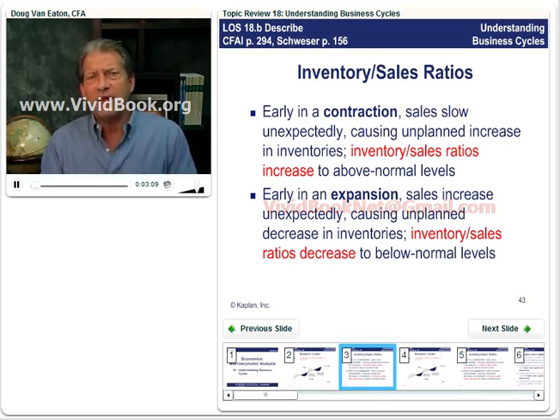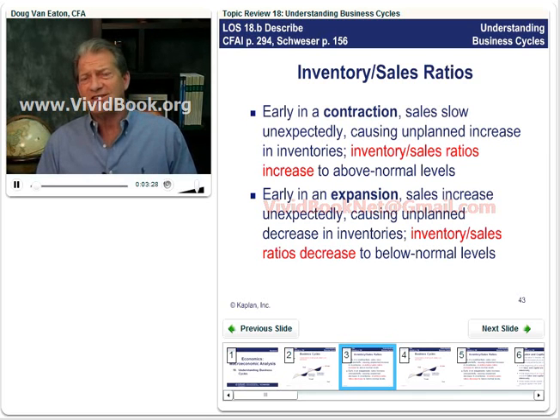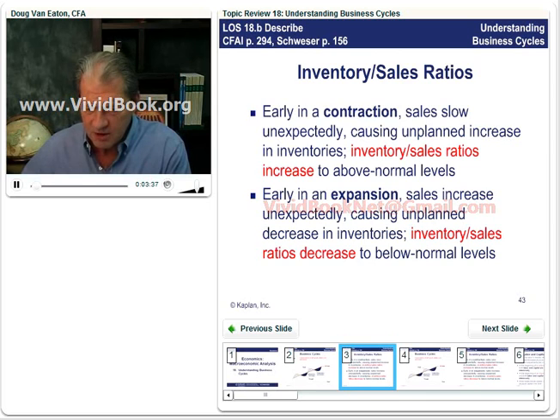Early in an expansion, coming out of a trough, we have just the opposite effect. We've got inventories down, sales have been down, the economy's been down, and we're just not making that much more stuff, and then sales rise. Well, what happens? This draws down inventories. Inventories go down just as sales are increasing. So our inventory sales ratios decrease. Now, this isn't a huge point, but let's make sure you have it down here.